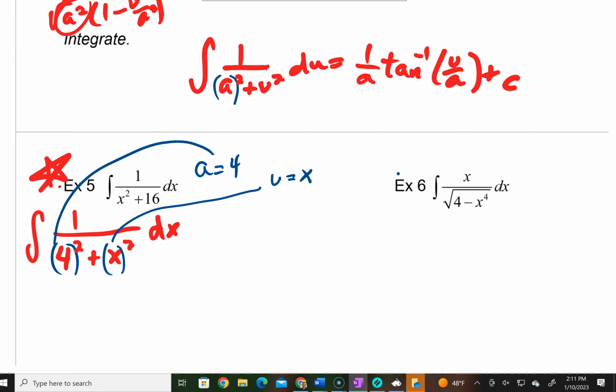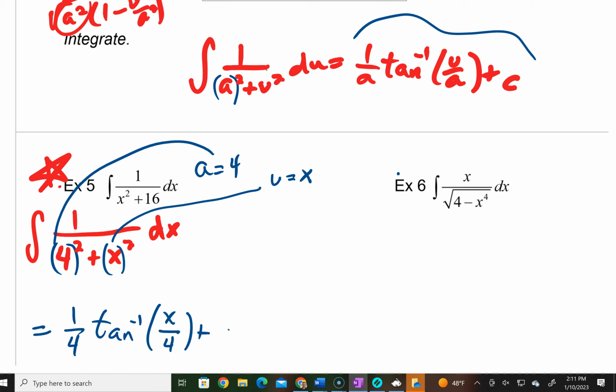Okay? But in any event, if you're going to follow that, you're going to say, well, if I know this template, it's going to be 1 over a, it's 1 over 4, inverse tangent of my x, which is my u, all over 4 plus a c, then you are done. That's it. Okay? So that's the nice one. That's the one you're going to see more commonly.